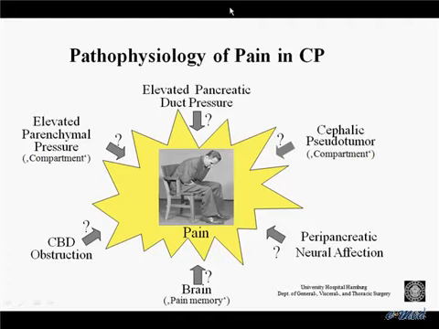so-called retroperitoneal compartment syndrome as postulated by Howard Reber from Los Angeles. It could be a common bile duct obstruction with, let's say, slight bouts of recurrent cholangitis. It could be an elevated pancreatic duct pressure. It could be pain memory in the brain, because we are intelligent. We try to memorize our pain. It could be a parapancreatic neural infection or the cephalic tubercle.